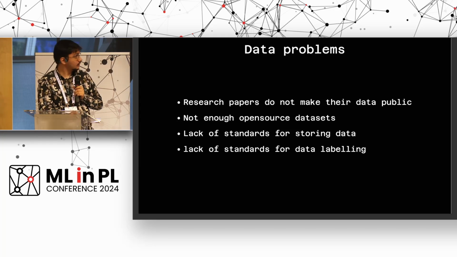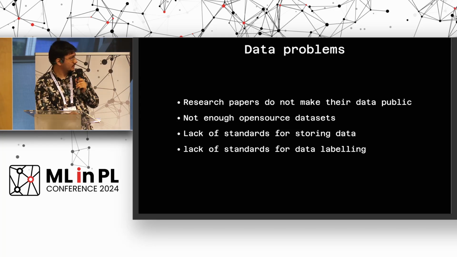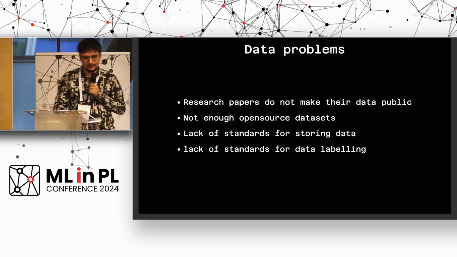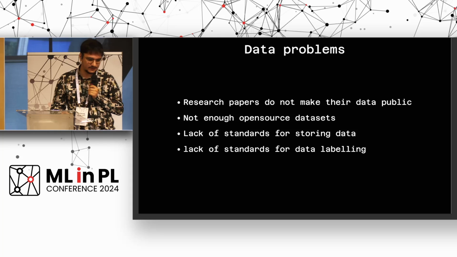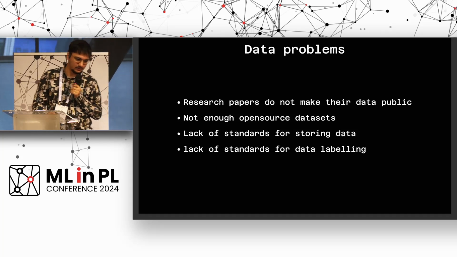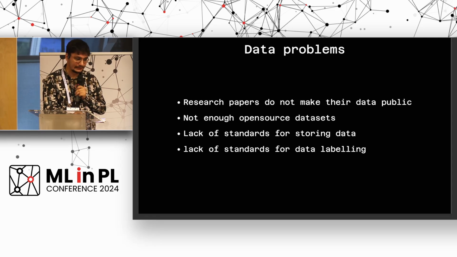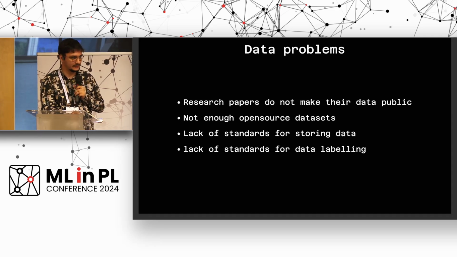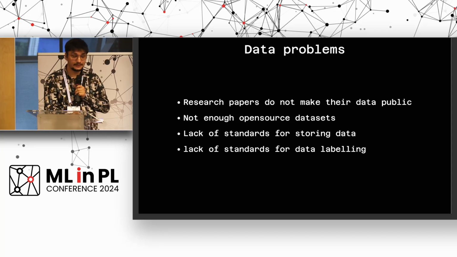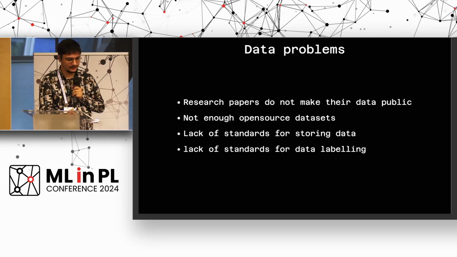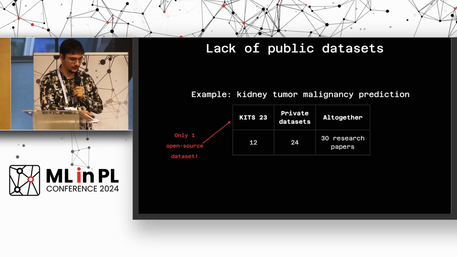Basically, I think it boils down to data, as it always does. However, medical data is specific, and the main problems here are that research papers do not make their data public. There are not enough open source datasets, mainly due to privacy and regulatory reasons. There is a lack of standards for storing data, and a lack of standards for data labeling. I will show quickly what I mean.